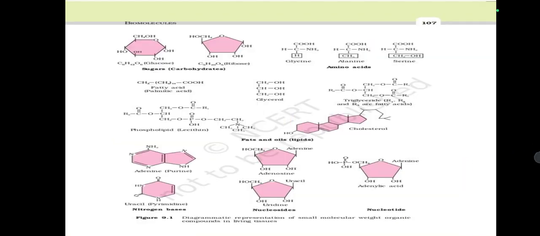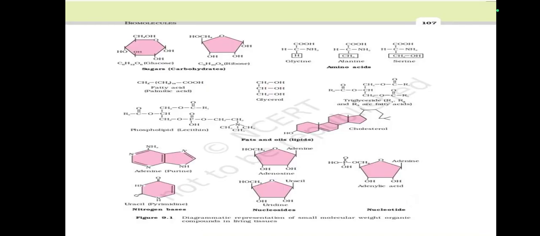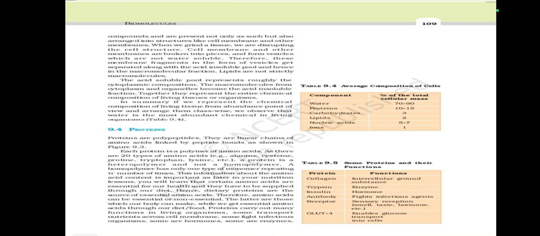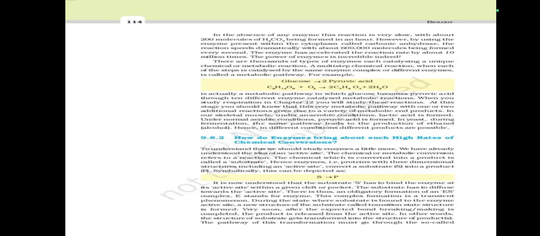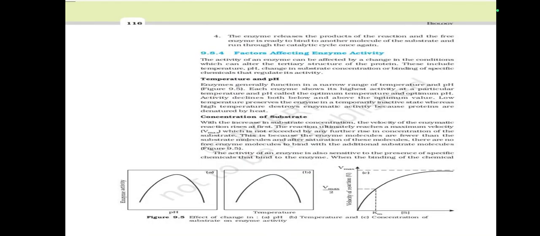So we have seen how to analyze chemical composition, then sugars, amino acids, fats and oils, nitrogen bases, nucleotides, nucleosides, primary and secondary metabolites, macromolecules, proteins, polysaccharides, nucleic acids, structure of proteins, enzymes, chemical reactions. How do enzymes bring about such high rates of chemical conversions? Nature of enzyme action, factors affecting enzyme activity, classification and nomenclature of enzymes, then summary.